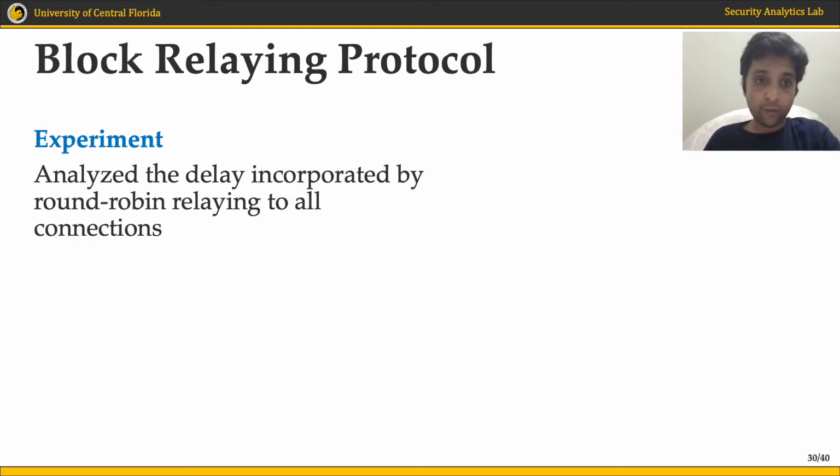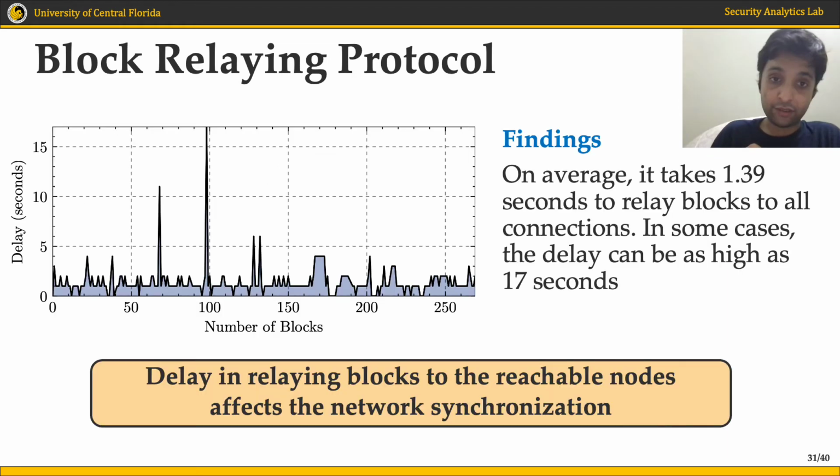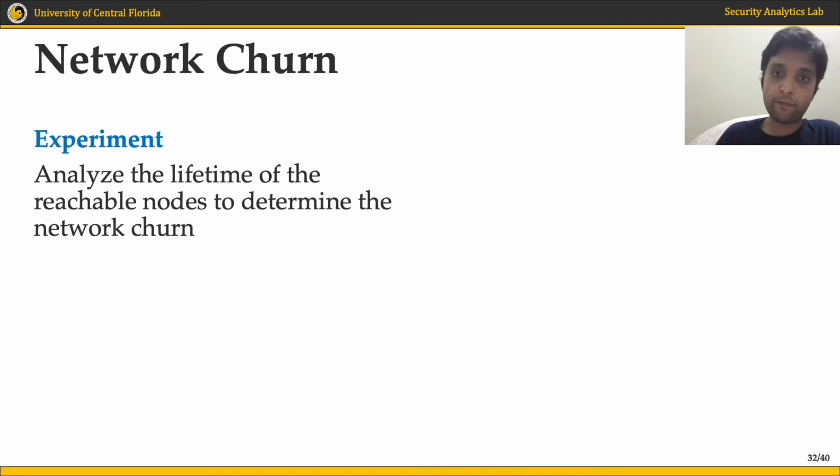Now coming to the analysis of block relaying protocol, Bitcoin Core implements round-robin block relaying to all connections. Therefore, we analyzed the delay incurred by round-robin relaying to all connections. We found that on average it takes about 1.39 seconds to relay blocks to all connections. However, in some cases, due to queuing in message relaying, the delay can be as high as 17 seconds. Delay in relaying blocks to the reachable nodes definitely affects synchronization, because if reachable nodes receive blocks after a delay, they won't be able to relay it faster to other reachable nodes, which would affect network synchronization.